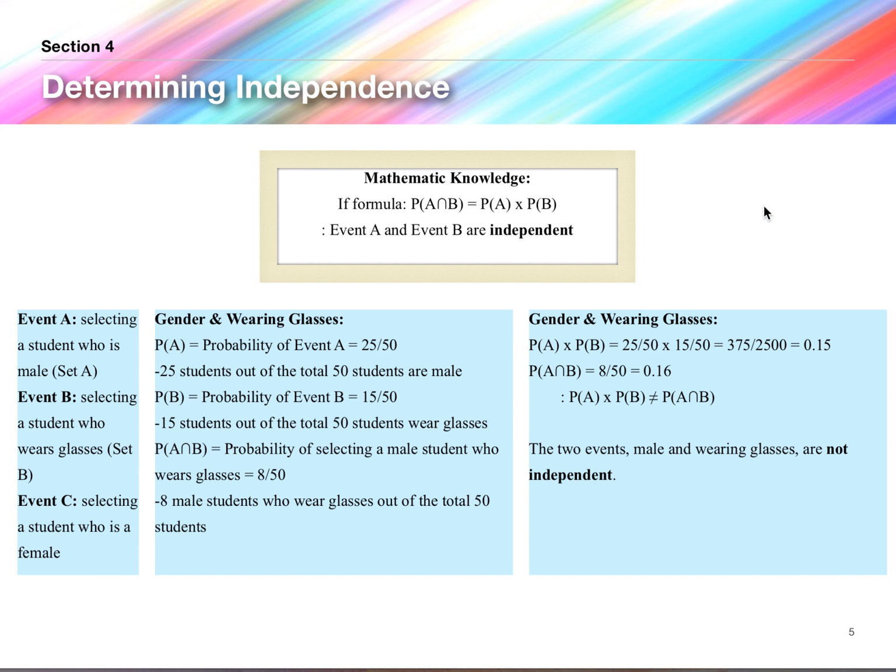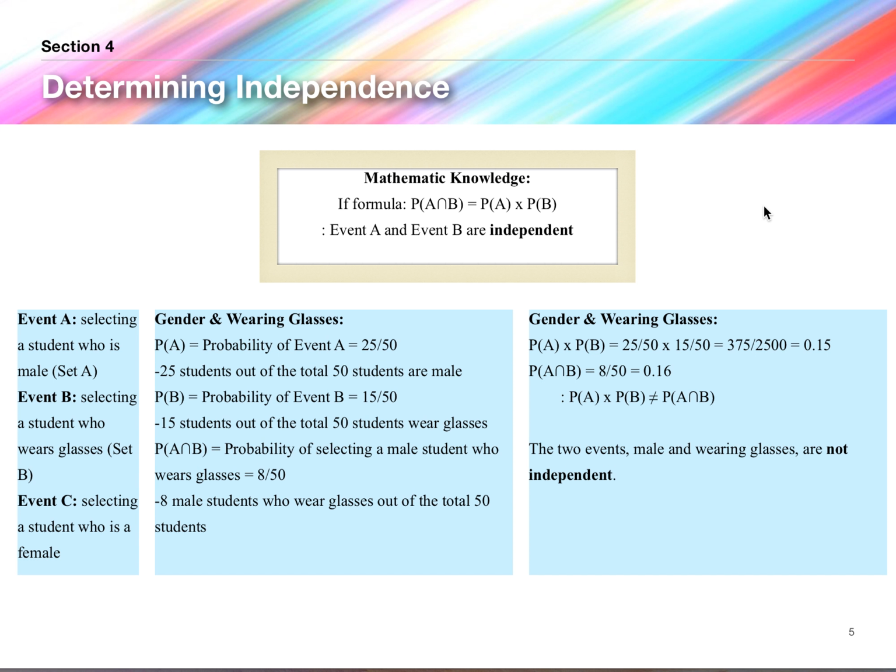Determining independence. The mathematical knowledge is a formula: probability of A and B equals probability of A times probability of B. Event A and event B are independent. This means that the two events do not affect each other.